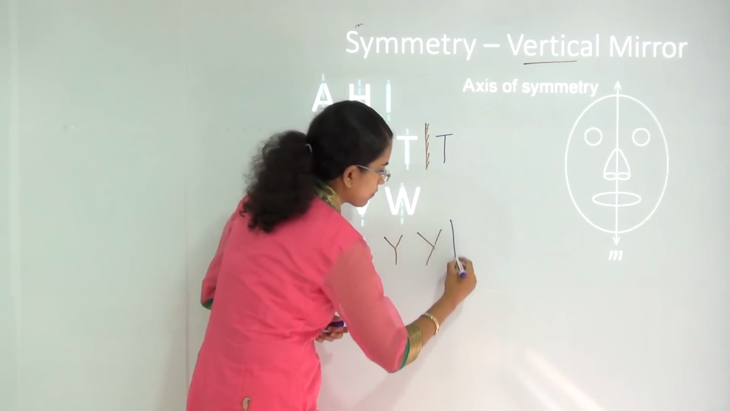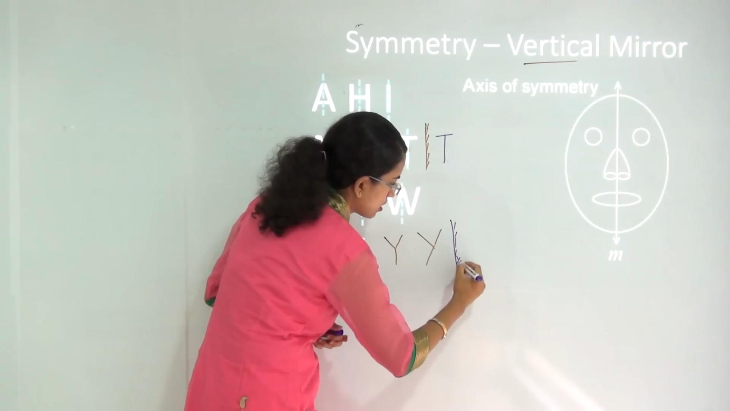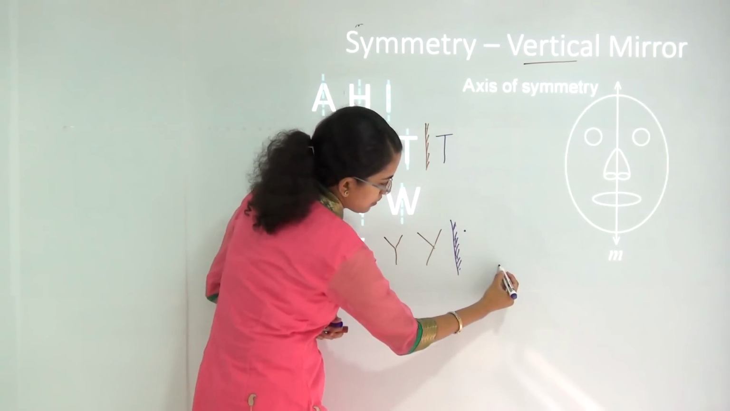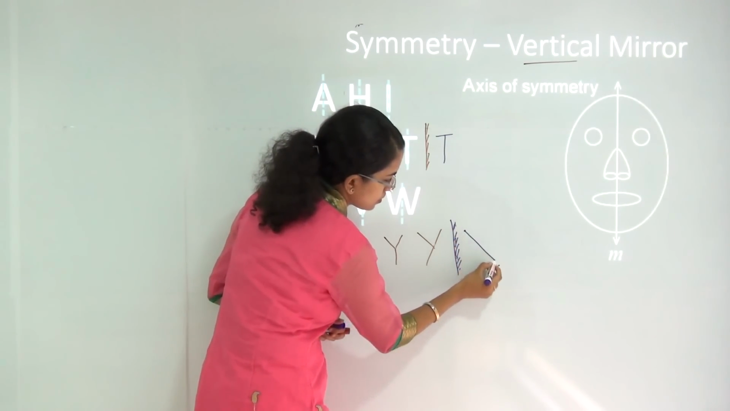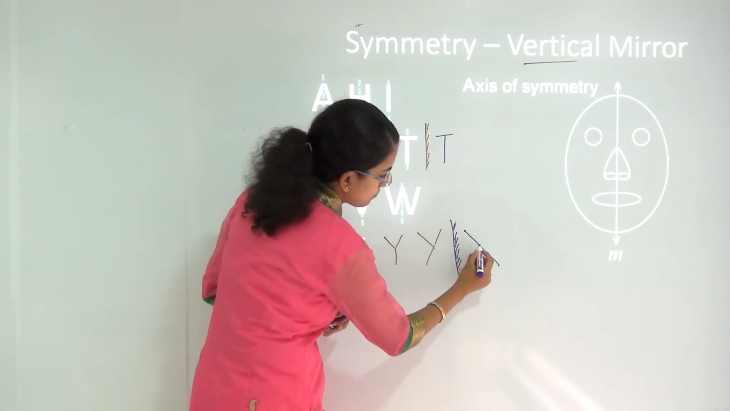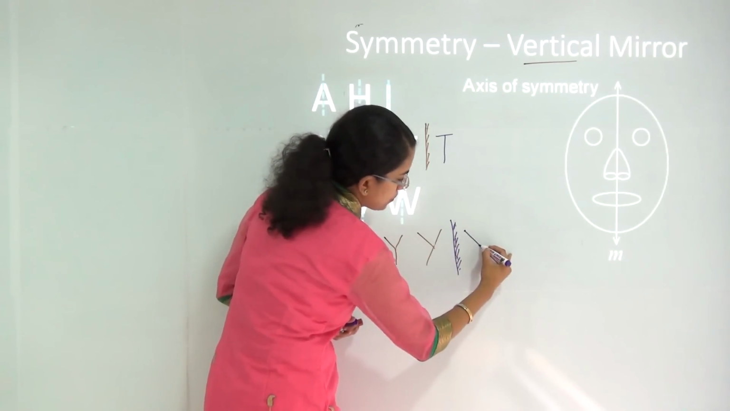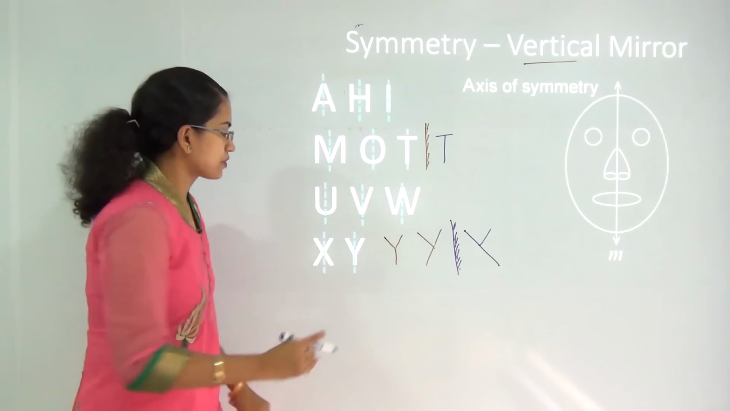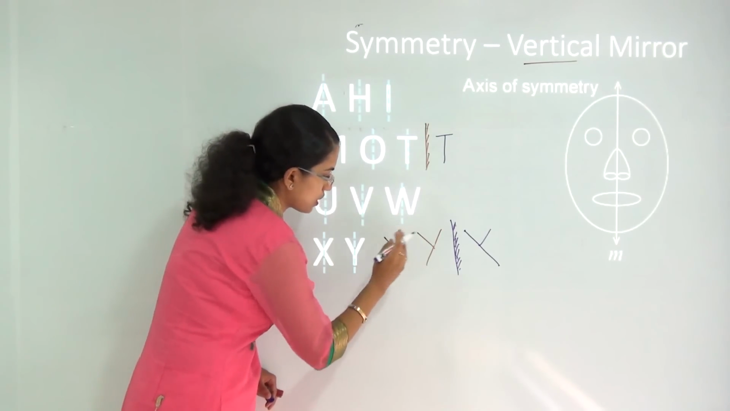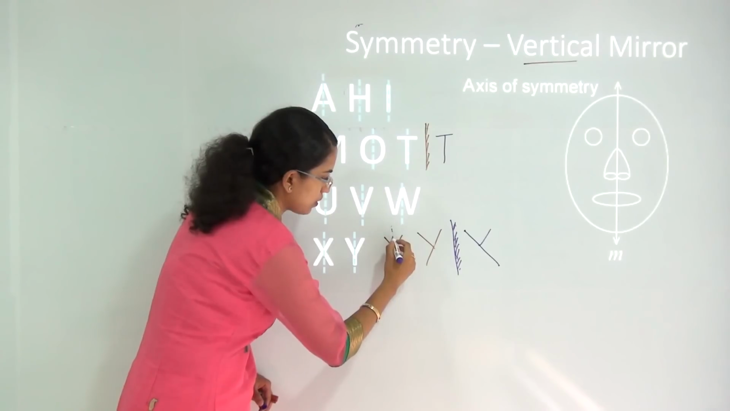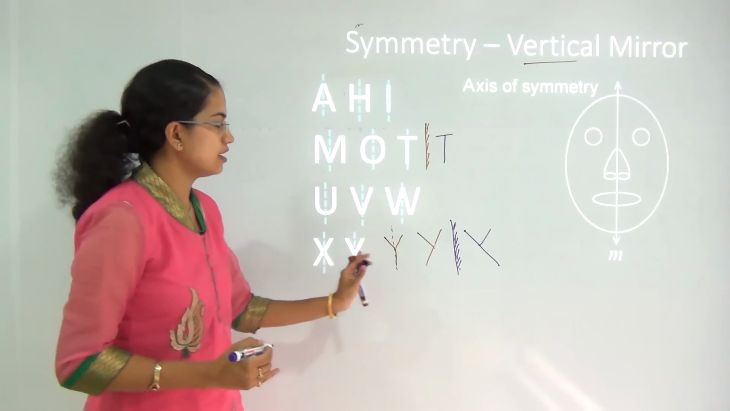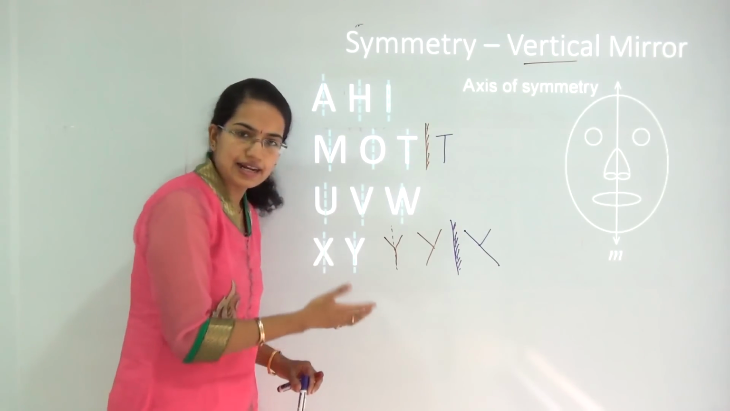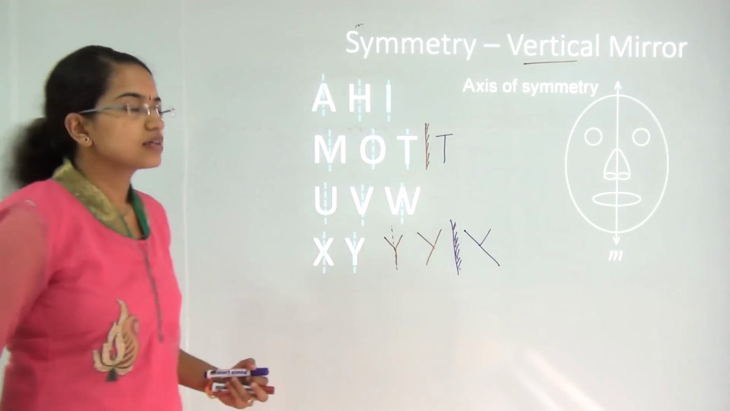So for this Y, the closest point would remain the closest, the farthest point would remain the farthest. So this line would go like this, and this line would start from here and go outwards. So this would be the image of Y in the mirror. But if it is this Y, it is totally symmetrical along the axis, and since it is symmetrical, it would be identical in the mirror, and the mirror image of this Y would be exactly the same.